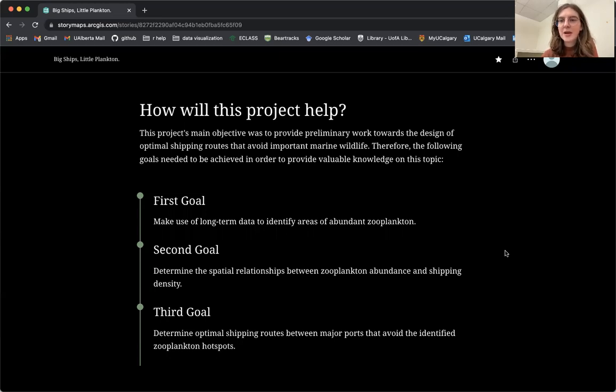So I thought there was 3 main goals that I needed to achieve in order to provide valuable knowledge on this topic. The first goal was to make use of long-term data to identify areas of abundant zooplankton. Then I wanted to determine the spatial relationships between zooplankton abundance and shipping density. And then my third goal was to create these optimal shipping routes between major ports that avoided the identified zooplankton hotspots.